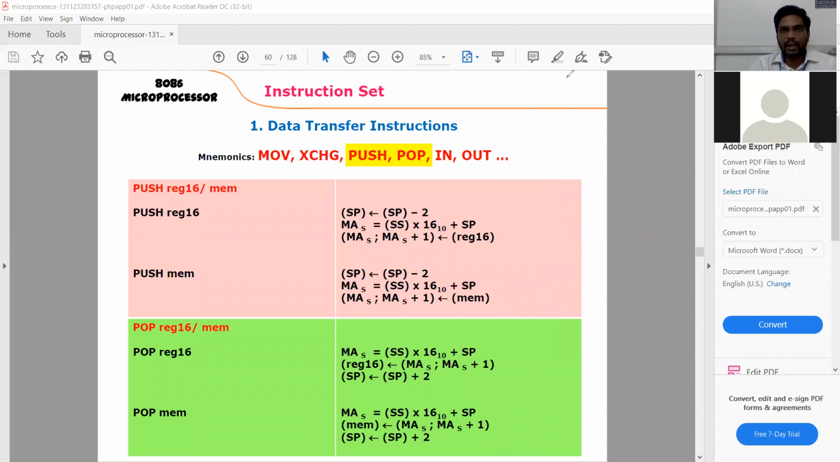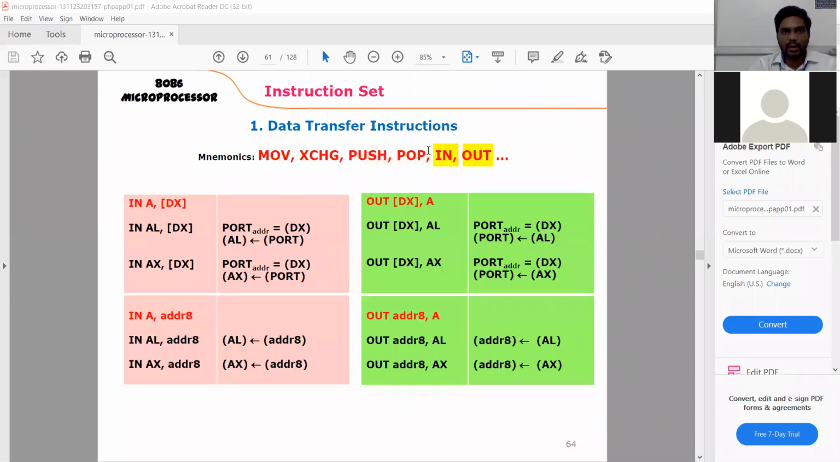Moving on to the next category, IN and OUT. This is a different category. As I told you in the previous class, these instructions are particularly used for accessing port addresses. What do you mean by port address?